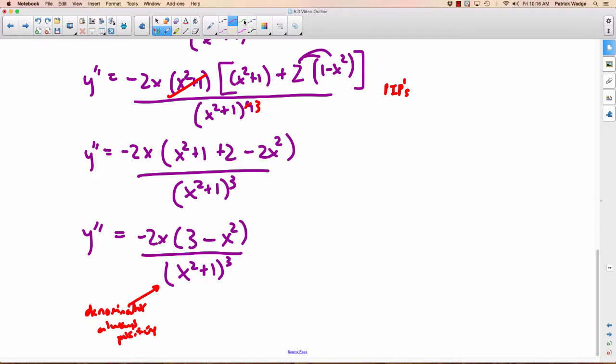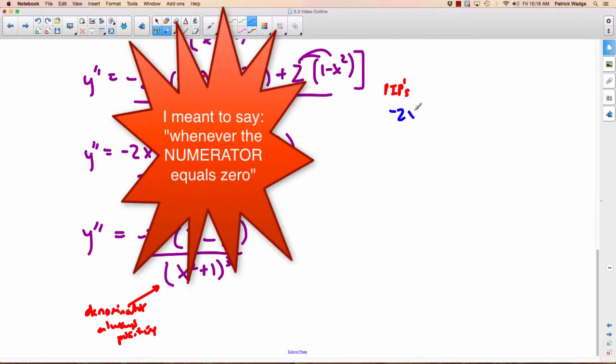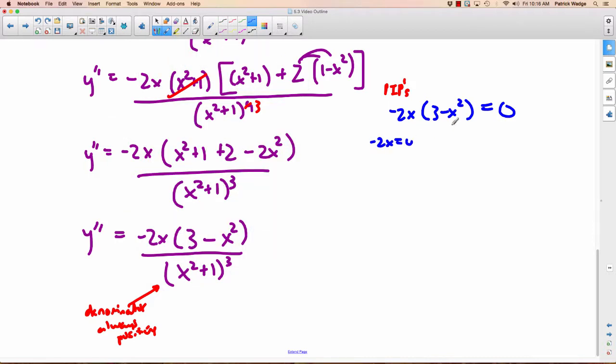Well, what would make this equal 0 is whenever the second derivative, which is negative 2x times 3 minus x squared, equals 0. So that would be the case when negative 2x equals 0, and also when 3 minus x squared equals 0. Divide both sides by negative 2 here, you get x equals 0. So that's one of your pips. Move the negative x squared over, you get 3 equals x squared. Take the square root of both sides, you get plus or minus the square root of 3. So those are 2 more pips. Actually, turns out you have 3 pips here.